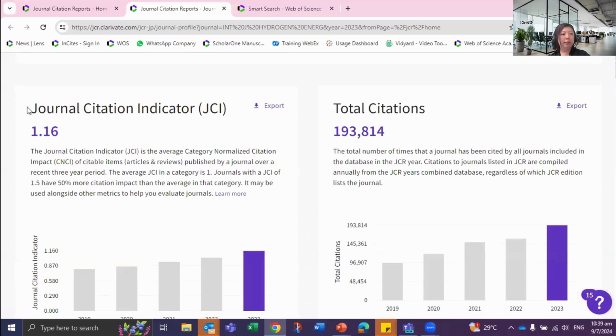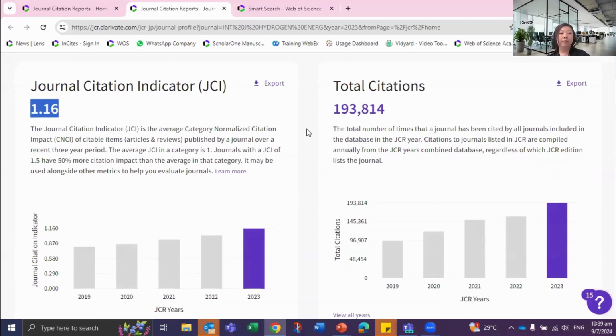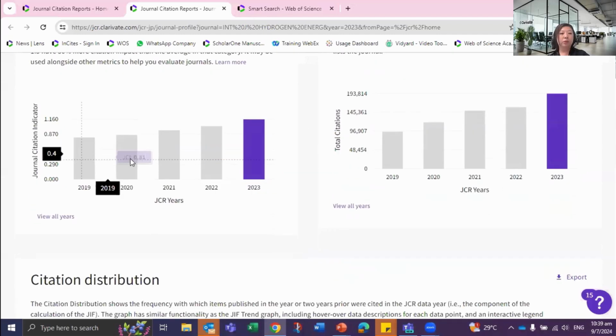Next, we have the Journal Citation Indicator. So this journal has a JCI of 1.16. So you kind of know that it's performing above global average in terms of the article and reviews citation performance. And you can see the trend over 5 years. So it's improving in its JCI.